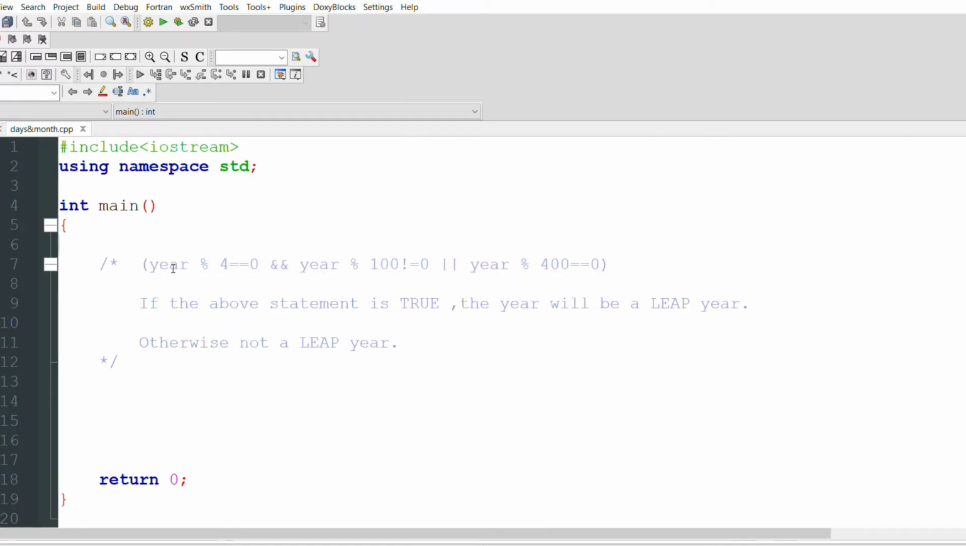Any year which modulated by 4 gives 0, and at the same time that year modulated by 100 is not equal to 0, or the same year modulated by 400 gives the result of 0. So if this statement is true, the year is a leap year, and if it is not true, it is not a leap year. So let's see how to do the rest of our program.